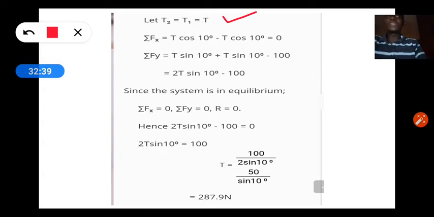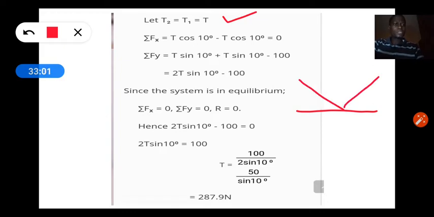Now if you look at it, my Fx, if I resolve the two forces, when we resolve T1 and T2, I have T cos 10. Remember, I have a force like this, there's a 10 degrees here, there's a T1 here, and there's a T2 here.